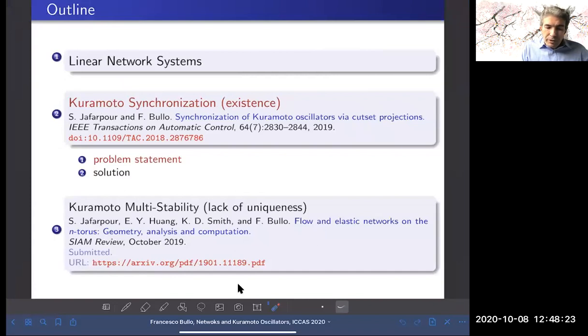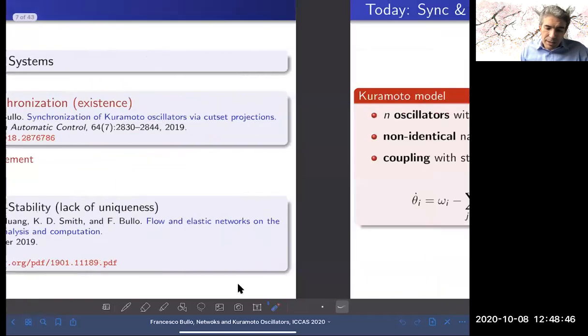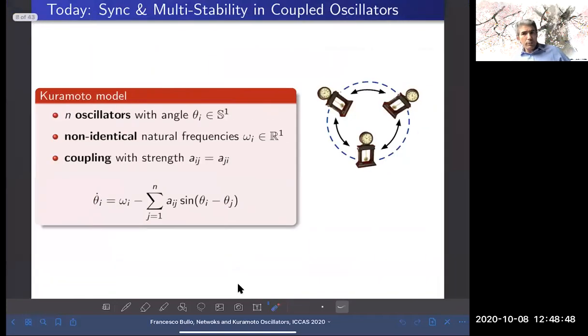I'll talk about their synchronization, meaning their synchronous behavior, the synchronization phenomena, the existence of this behavior, and then later on in the talk, I'll talk about multi-stability in the Kuramoto coupled oscillator model, which means the existence of multiple possible stable solutions. And I have live links here for when you download the slides, if you are so interested. So let me get started and talk to you about this model of coupled oscillators.